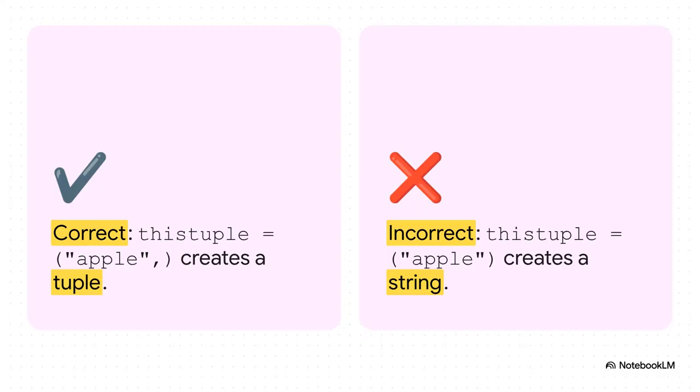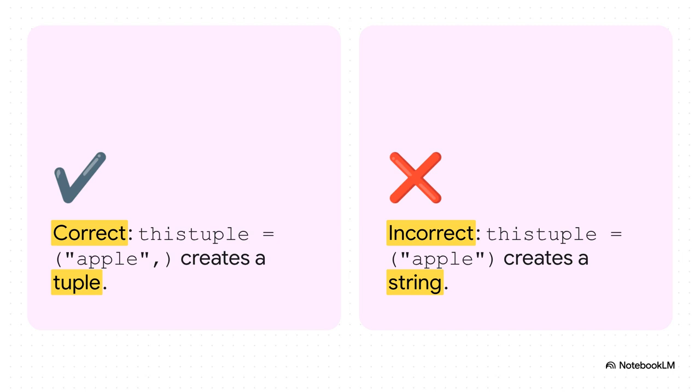Now, listen up, because this is the number one mistake that trips up almost every beginner. If you need to make a tuple that only has one item in it, you absolutely must put a comma after that item. If you forget that little trailing comma, Python just sees parentheses around a value and thinks it's a plain old string. That comma is the crucial signal that tells Python, hey, this isn't just a string, this is a tuple.